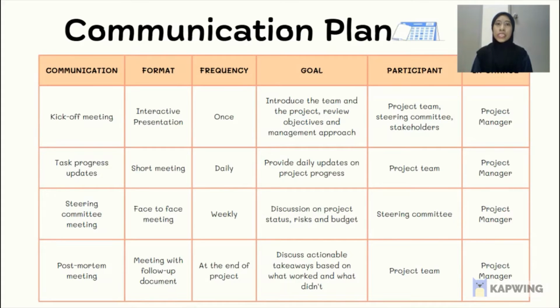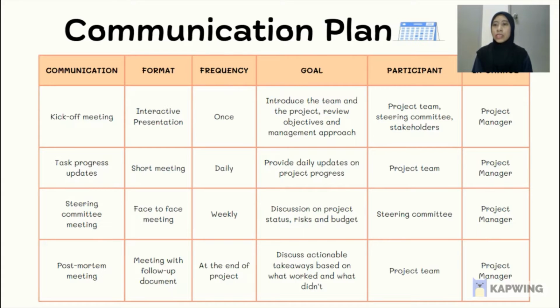Next is the communication plan. This is from the report. I took 4 points from it. There are communication, format, frequency, goal, participant, and in charge. The point number 1 is communication, kickoff meeting. The format is interactive presentation. The frequency is once at the start of the project. The goal is to introduce the team and the project, review objectives and management approach. The participants are the project team, steering committee, and also stakeholders. In charge is the project manager.